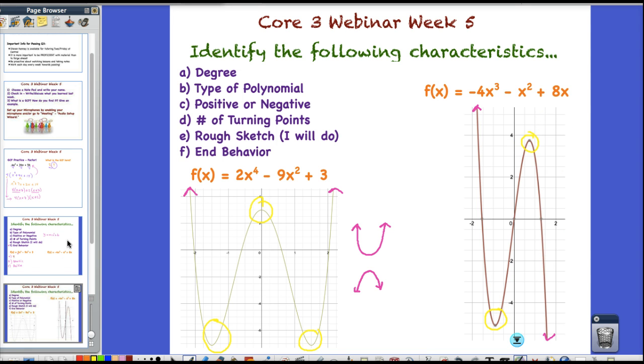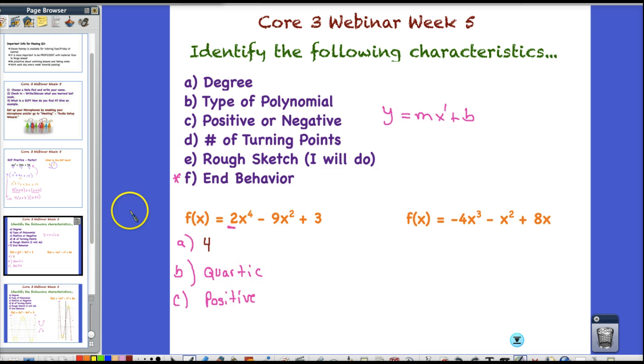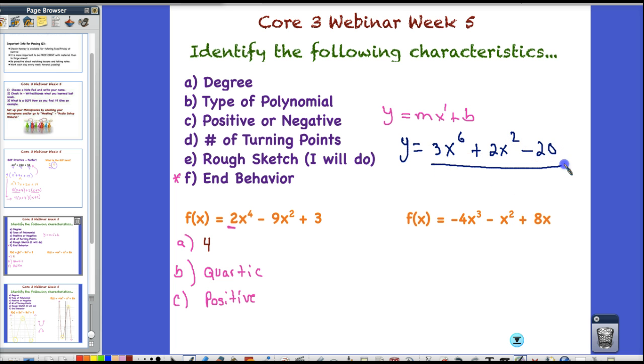I'm going to go back to this. It's not really a trick question. So now you know turning points. What if I gave you a polynomial? I'm just going to make it up. We'll see how you guys do. What if I gave you a polynomial that was like 3x to the 6th, plus 2x squared, I don't know, minus 20 or something like that. How many turning points is this polynomial going to have, do you guys think? How many?